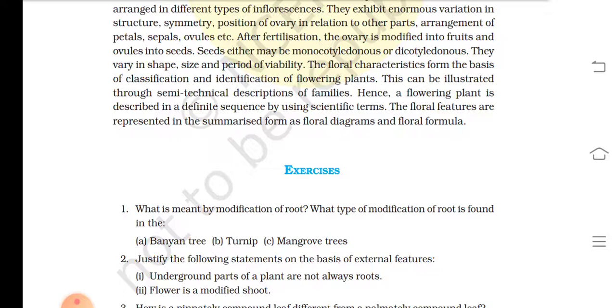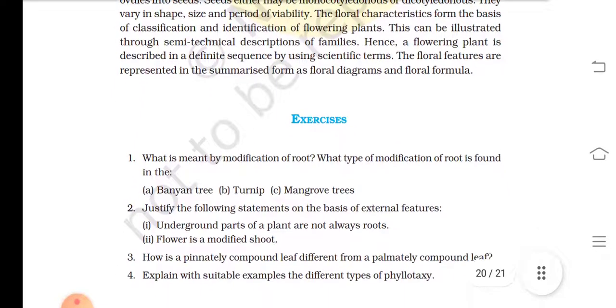The floral characteristics form the basis of classification and identification of flowering plants. These can be illustrated through a semi-technical description of families. Hence, a flowering plant is described in a definite sequence by using scientific terms. The floral features are represented in summarized form as floral diagram and floral formula.